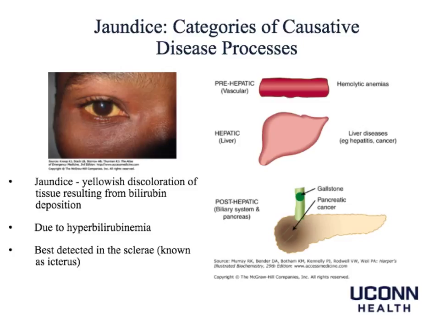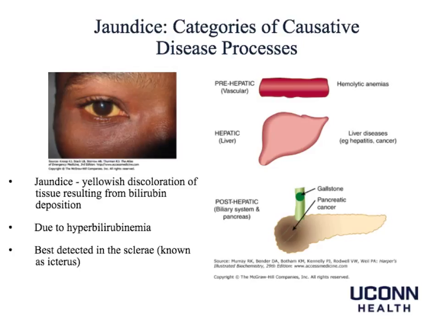Normally, the rate of production of bilirubin is matched by the rate at which bilirubin is excreted. However, sometimes, either due to excessive production of bilirubin or an inability to excrete bilirubin, jaundice can occur. Jaundice is a characteristic yellow discoloration of tissue resulting from bilirubin deposition due to high levels of bilirubin in the blood, or hyperbilirubinemia. This can be best detected in the sclera, or the whites of the eyes, and in this case it's known as icterus.